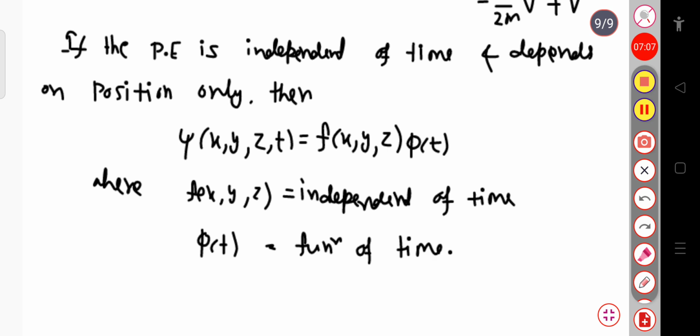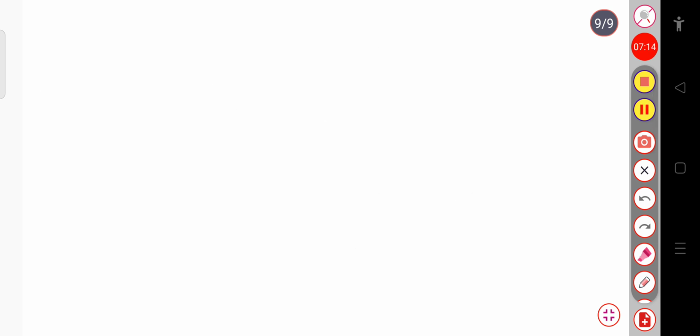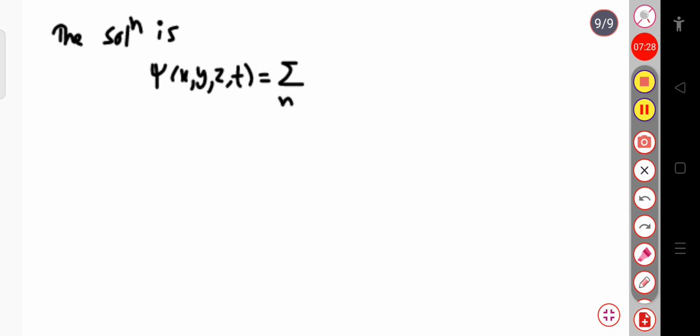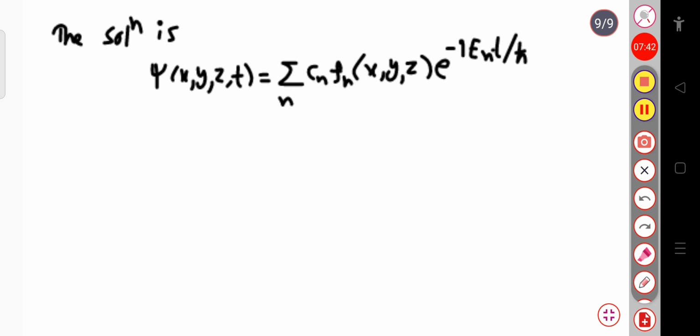So the solution for this equation, psi of x, y, z, t, can be written as the sum over n of c n, the nth f n of x, y, z, times the exponential of minus i E n t by h bar. Here we have simply written n for all the particles present.